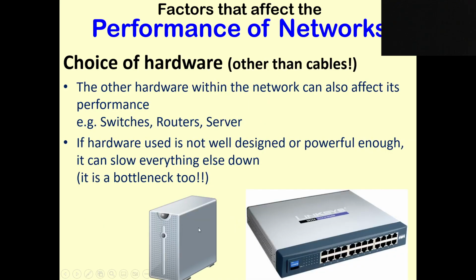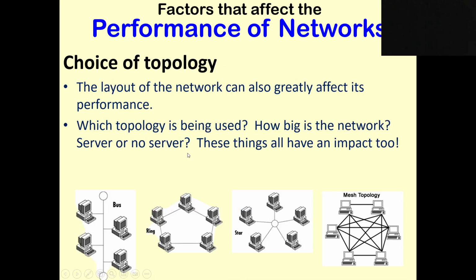The hardware that's being used, is it new hardware? Is it reliable? Is it a switch rather than a hub or a router and things? The hardware, if it's not designed well or it's old, can slow the network down. The choice of hardware. And the topology, the layout of the network. Are they using a star? Are they using a mesh? Remember, different topologies can be faster than others and can affect the performance too.